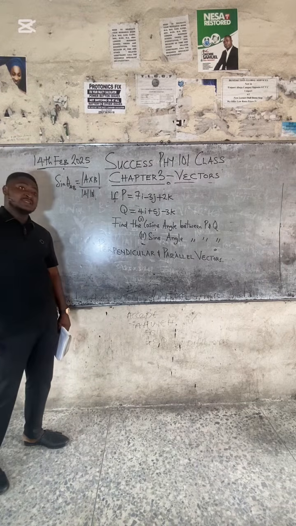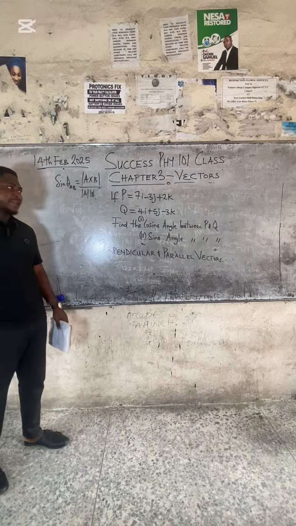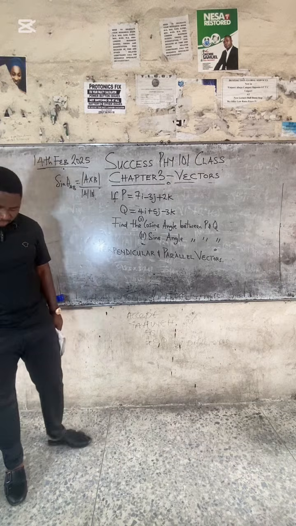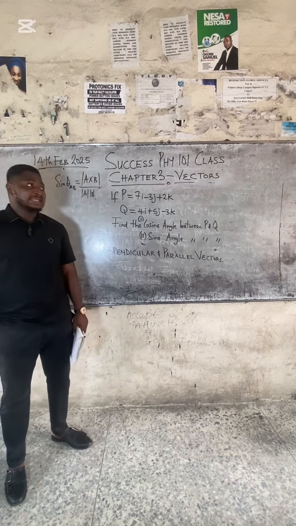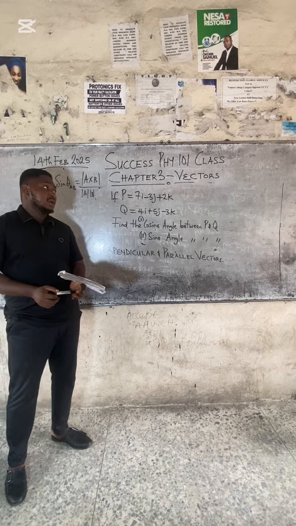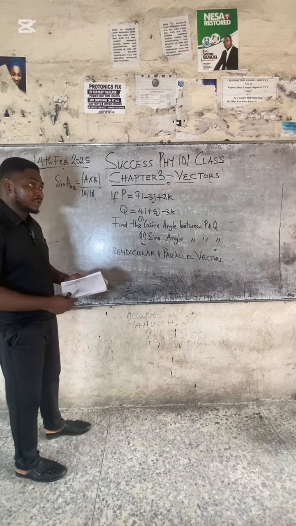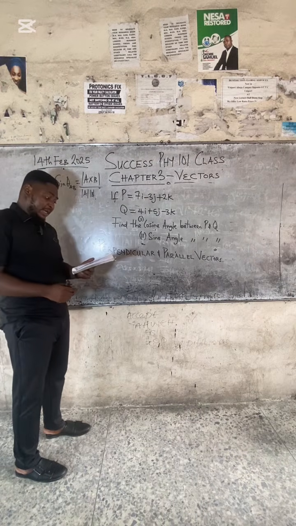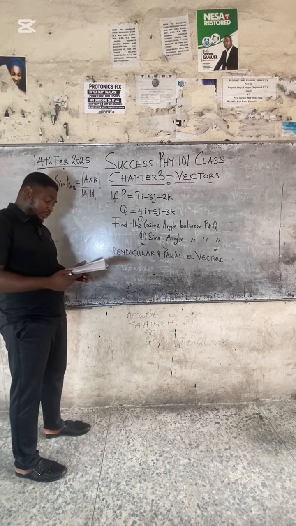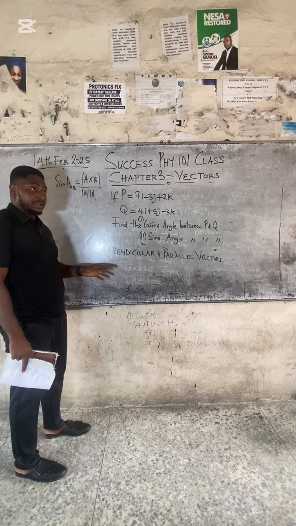For perpendicular, write down: two vectors are perpendicular if their dot product equals 0, and if the angle between them is 90 degrees.